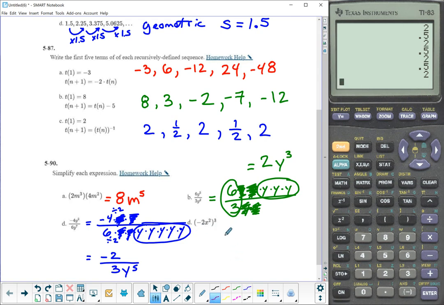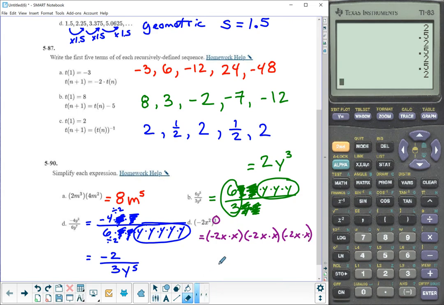Okay, and lastly, D. Notice that there's no fraction, so I'm not going to write it as a fraction. But I do see that I have my parentheses with a 3 on the outside, which means that I'm going to have 3 of those. So I'm going to do this the old-fashioned way, or the brute force method, which is I have a negative 2 x, x, and there's 3 of those. So negative 2 x, x, and then another negative 2 x, x. Okay, that's what the little 3 on the outside means, is I have 3 groups of those.